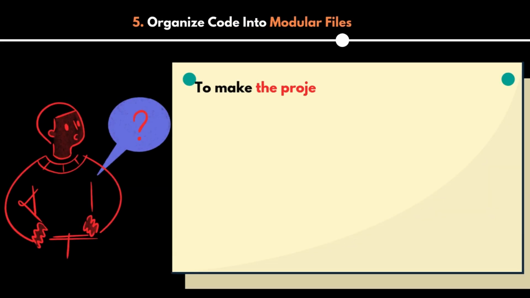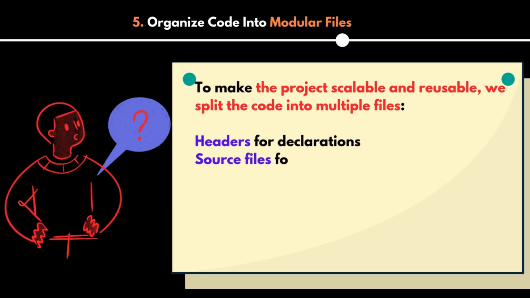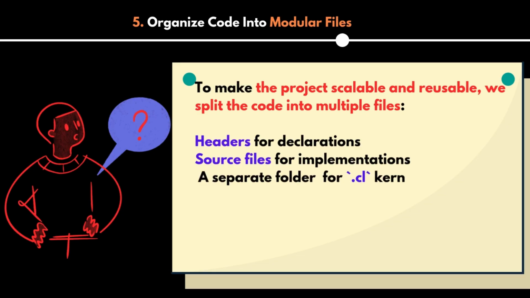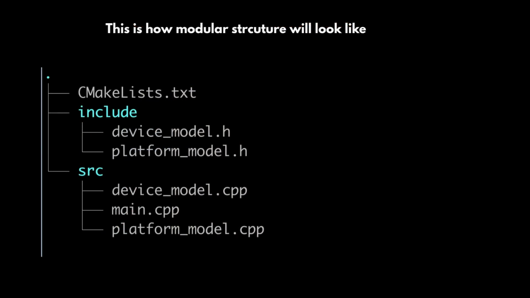Fifth, we organize code into modular files. To make the project scalable and reusable, we split the code into multiple files: headers for declarations, source files for implementation, and a separate folder for the kernel file. This improves readability and makes the code base easier to maintain. The project structure will look something like this. Let's see what all these files will do.